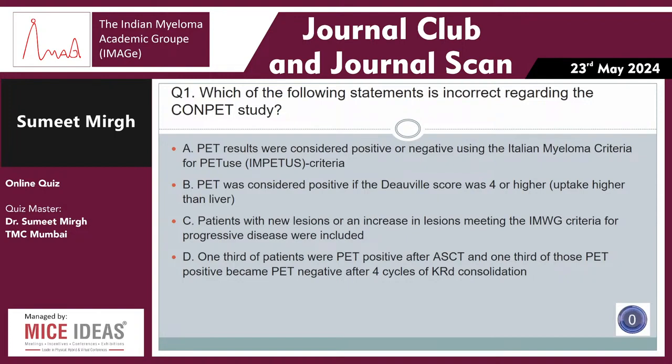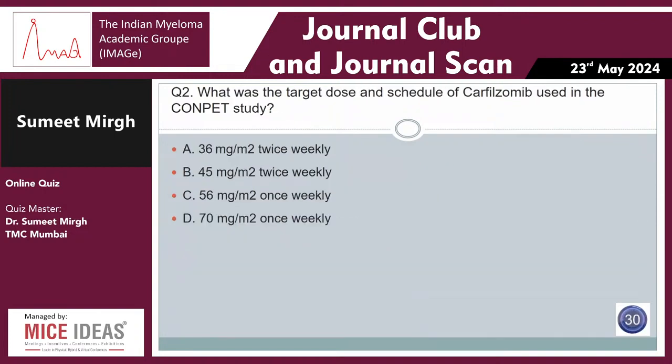Time to move on to the next question. What was the target dose and schedule of carfilzomib used in the CONPET study? Option A, 36 mg per meter square twice weekly. Option B, 45 per meter square twice weekly. Option C, per square once weekly. And option D, 70 per meter square once weekly. This was again the journal scan article that Dr. Nishant presented. We did talk briefly on carfilzomib scheduling while discussing the German club article.